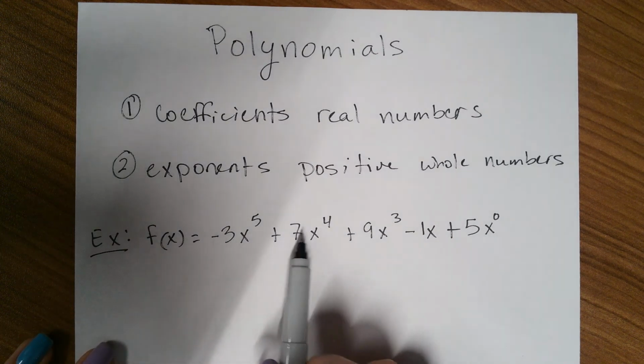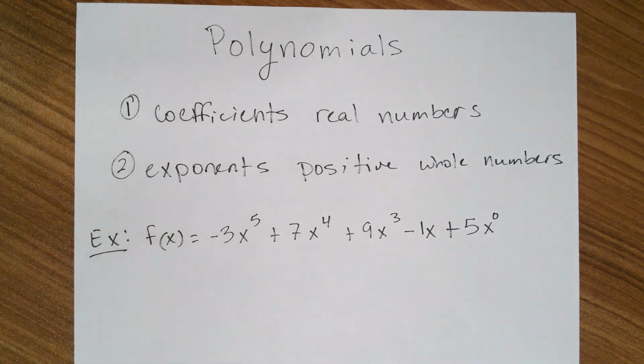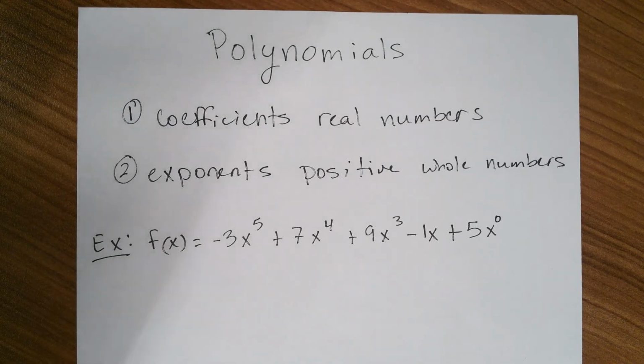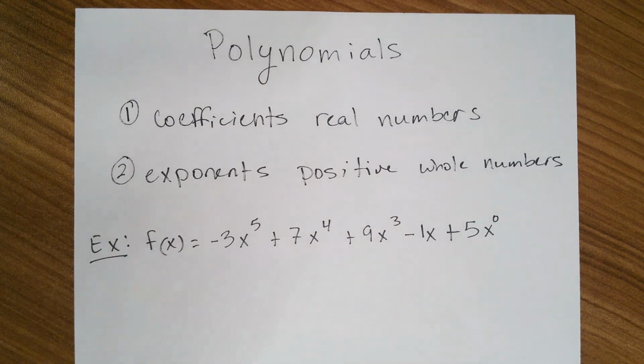So all of my coefficients are real. They can be negative, that's fine, but I can't have any i's or square roots of negative numbers or anything like that. And then all of my exponents, 5, 4, 3, and we'll let 0 slide for right now, are positive whole numbers. So this fits the criteria to be a polynomial.